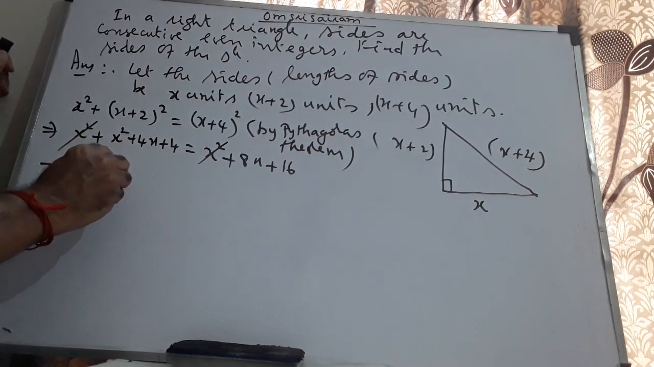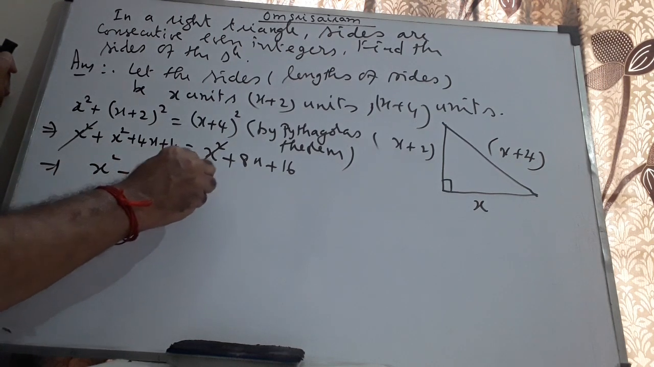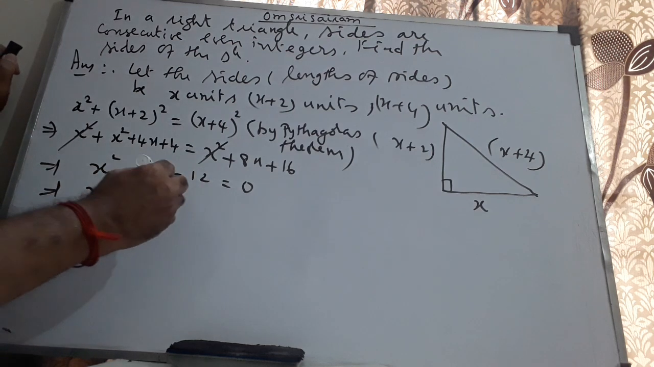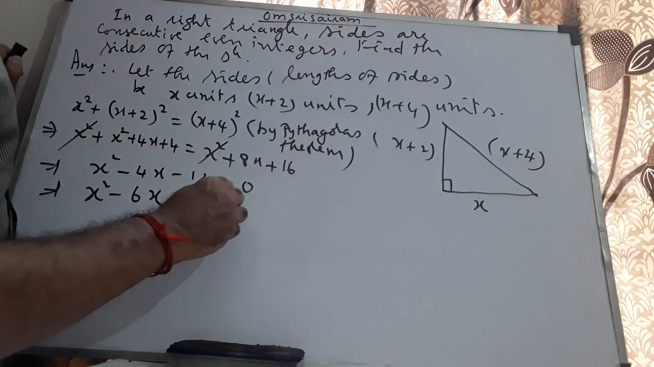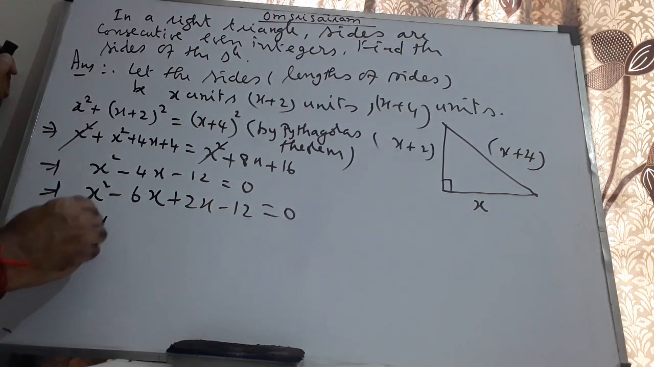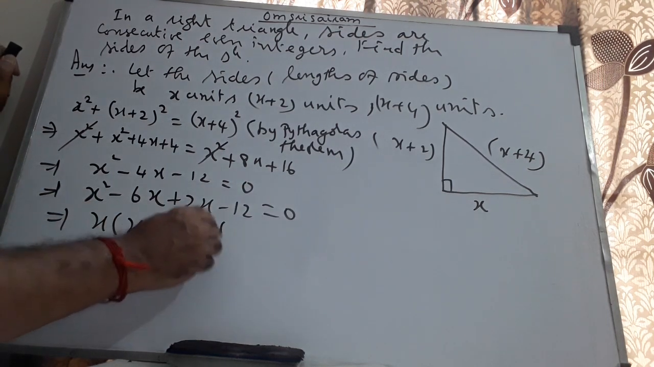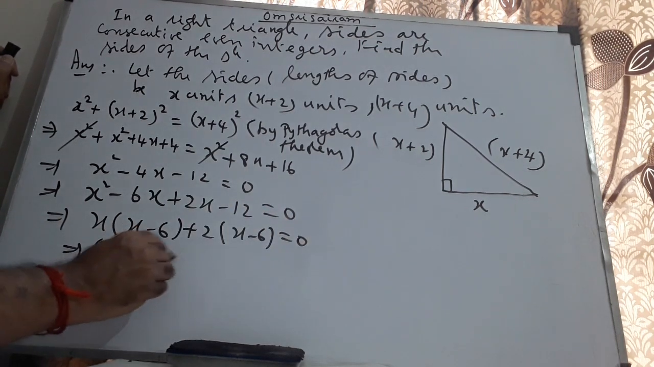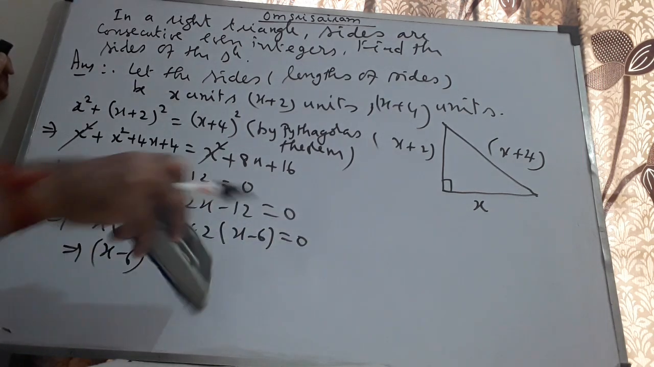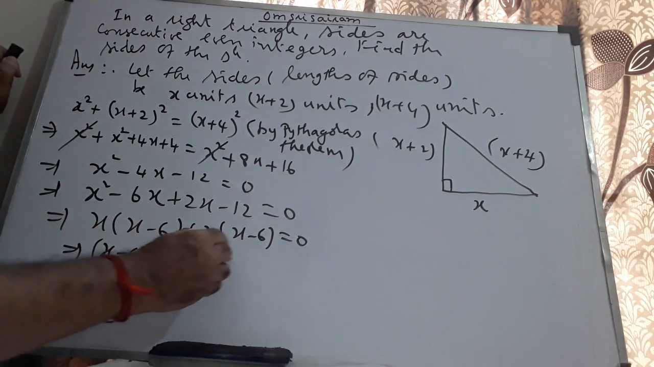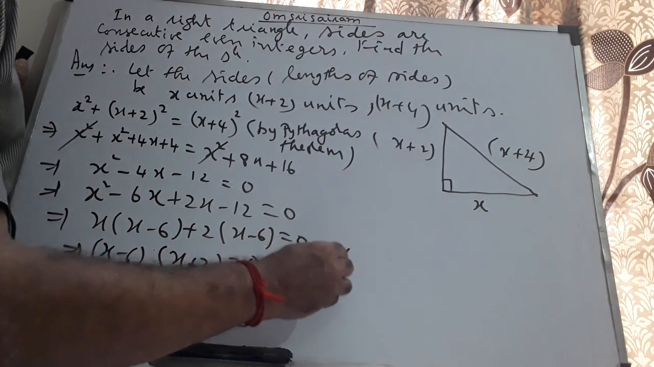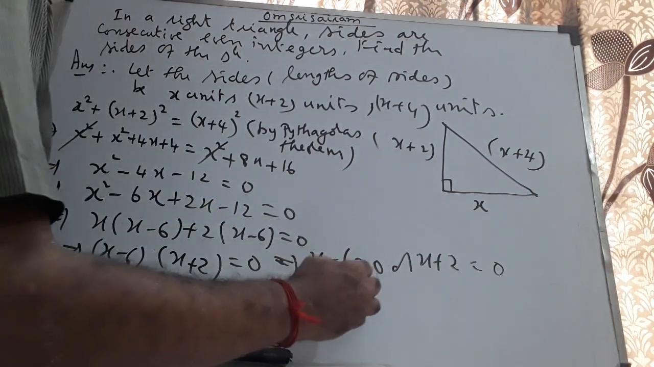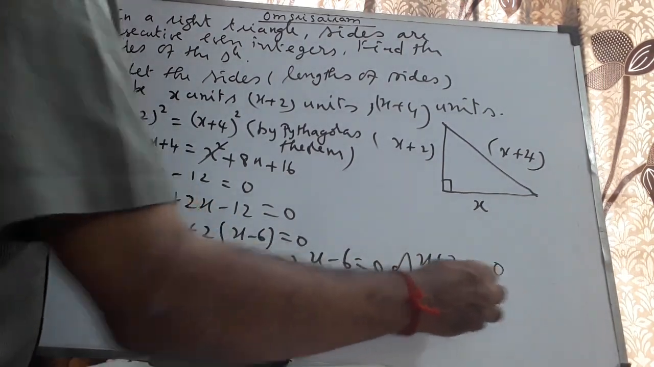So this will get reduced to x square minus 4x minus 12 is equal to 0. You can split the middle term. X square minus 6x plus 2x minus 12 is equal to 0 implies x into x minus 6 plus 2 into x minus 6 equal to 0 implies x minus 6 into x plus 2 is equal to 0 implies x minus 6 equal to 0 or x plus 2 is equal to 0 implies x is equal to 6 or x is equal to minus 2.